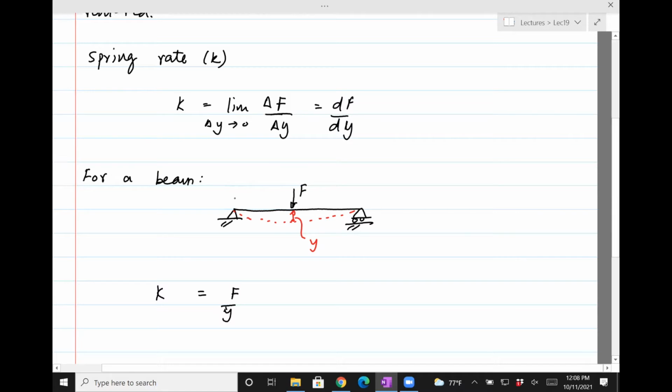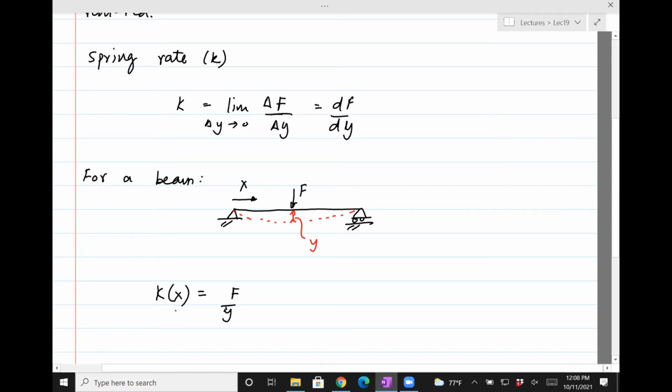And if you think of this as X, then this is actually a function of X. So for different X's along the beam, you will see that the deflection Y is different, which means that the spring constant or spring rate K is going to be different. It's going to be a function of the distance along the beam.